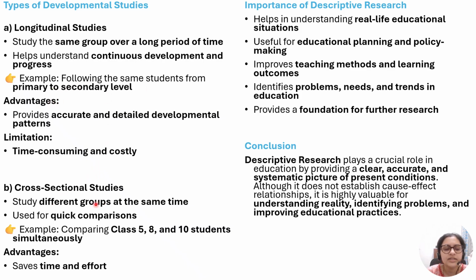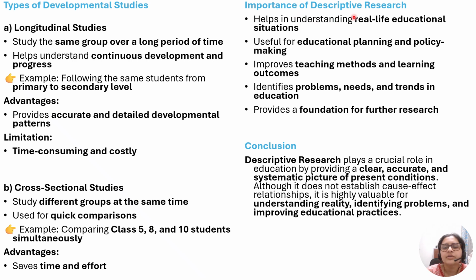Then cross-sectional studies. Study of different groups at the same time. This one, same group over a long time. This is different groups at the same time. It is used for quick comparisons. Example, comparing class 5, 8 and 10 students. These are different groups of students simultaneously.